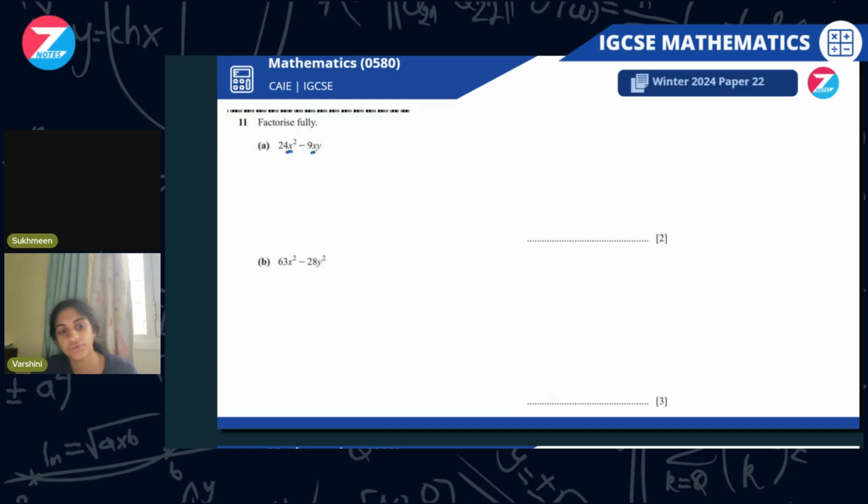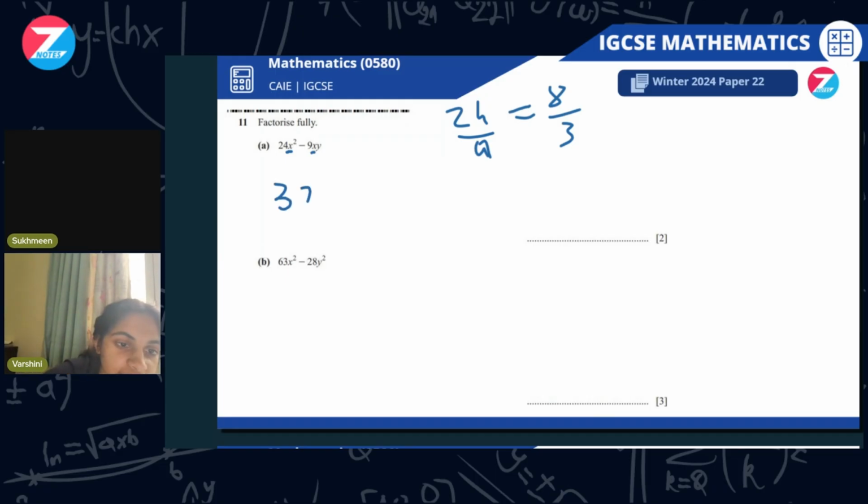So if you're confused about this, you can just put 24 divided by 9 in your calculator. 24 by 9 equals 8 by 3. So we know that in simplest terms we'll get 8 by 3, and we also know 9 divided by 3 is 3. So that means that 3 is the common factor for both of these. So we know we can take 3 out, and we also know we need to take x out.